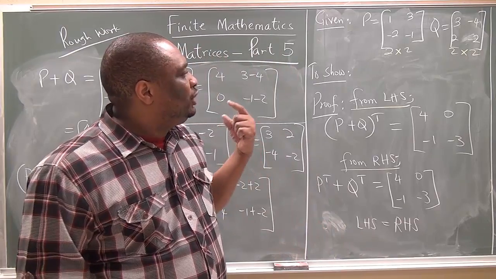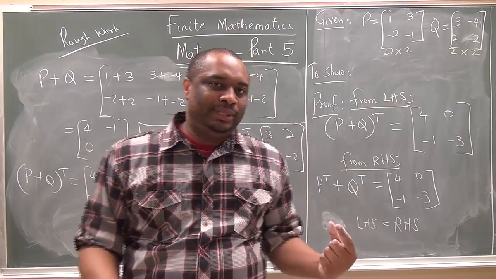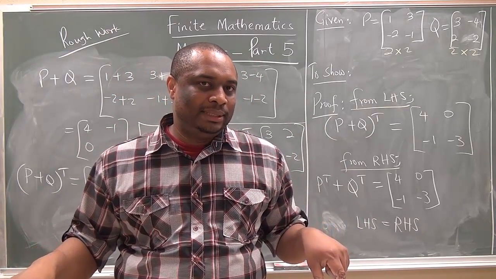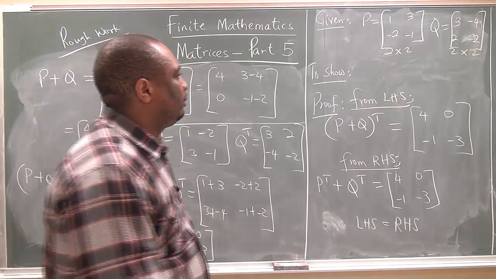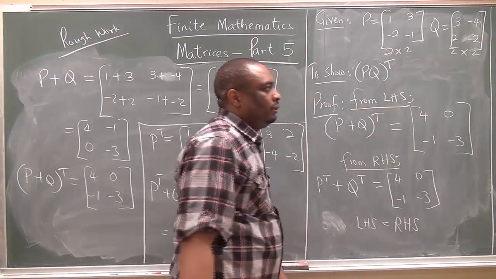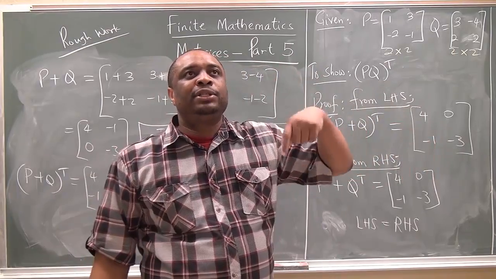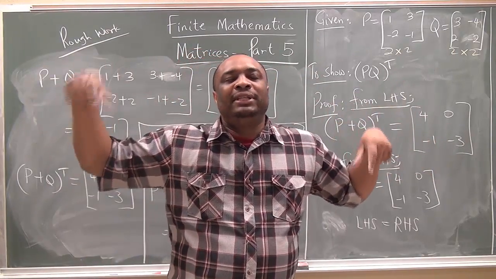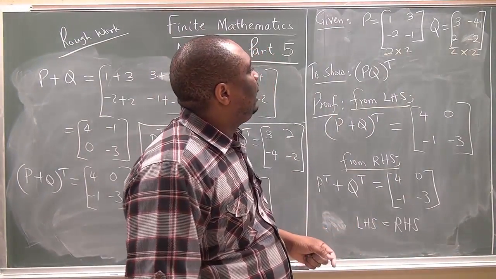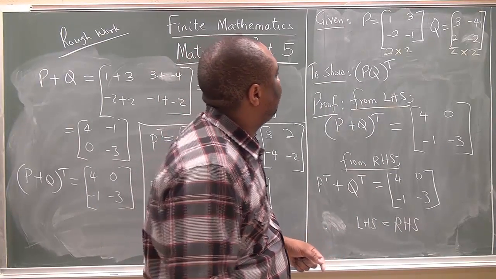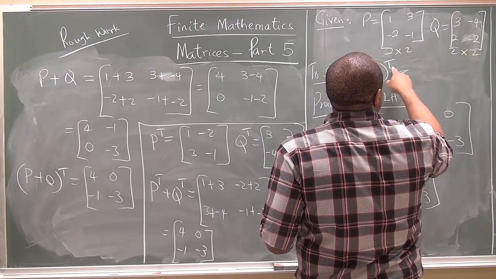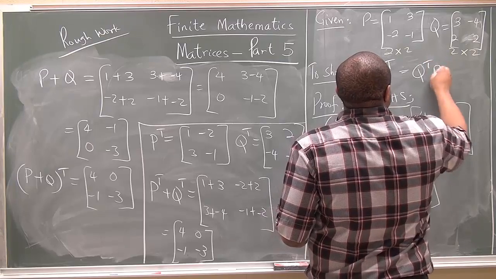Second property, the transpose of the sum of two matrices is the sum of the individual transpose of the matrices. Third property, the transpose of the product. In this case, it is not P transpose times Q transpose, it's Q transpose times P transpose.